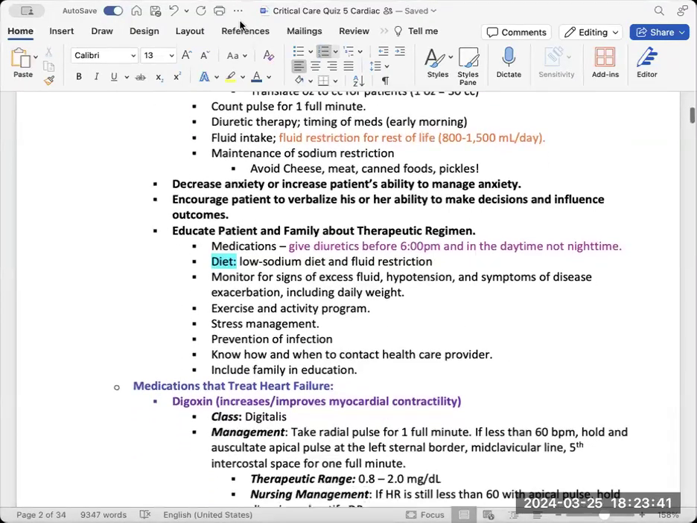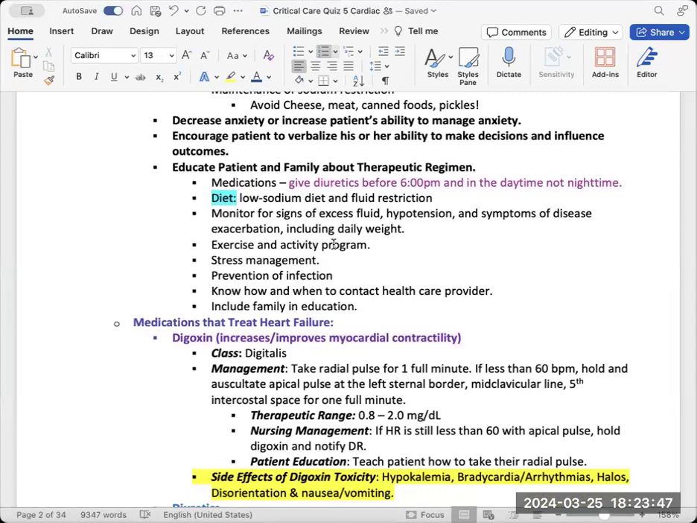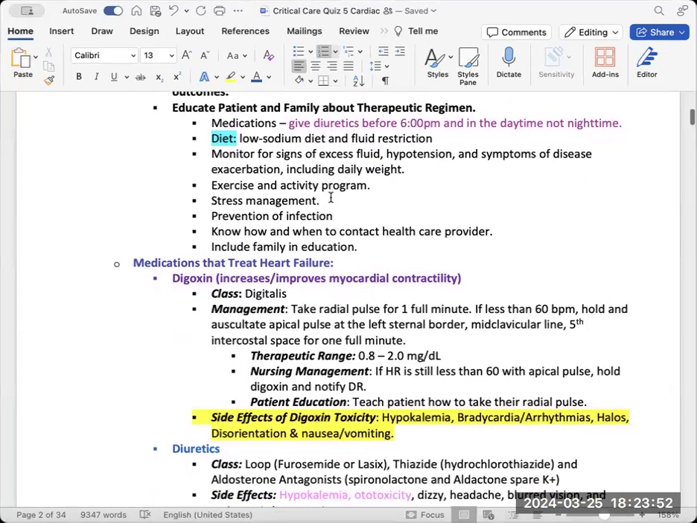We also want to educate the patients on how to take their medications properly and reduce any sort of anxieties. So how do we teach them about their medications? Well, if we're going to give them a diuretic, tell them, hey, take your diuretics very early in the day, not at nighttime, so they're not peeing at night and at risk for falls. It's better off that they have it in the daytime. Also their dietary restrictions, such as low sodium diet and fluid restrictions and all of that stuff.